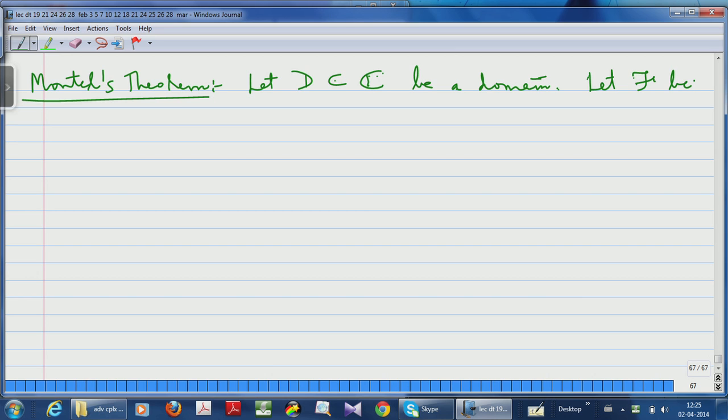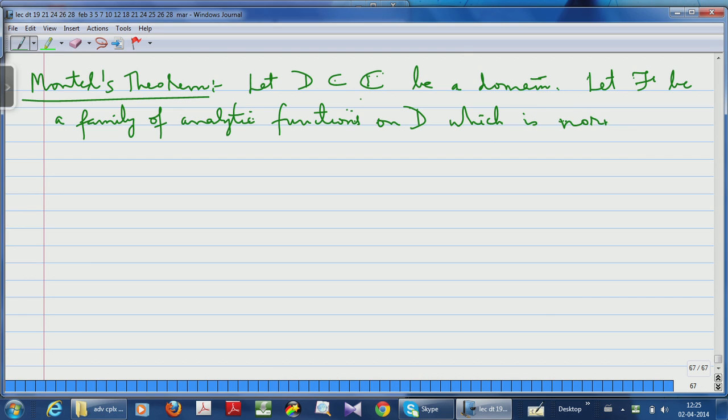Let script F be a family. You can call it a family or collection, whatever you want, a family of analytic functions on D which is normally uniformly bounded on D. Okay, so what is this normally uniformly bounded?